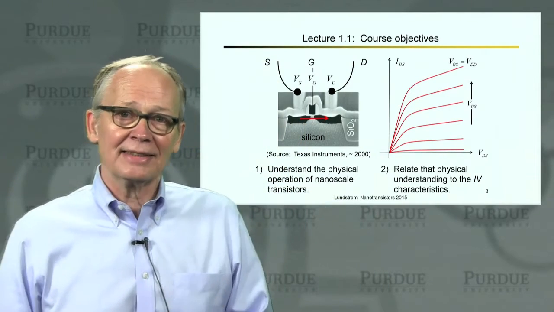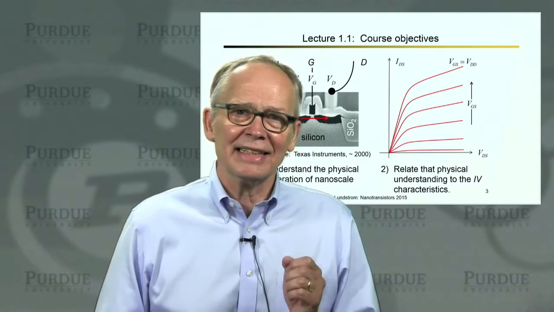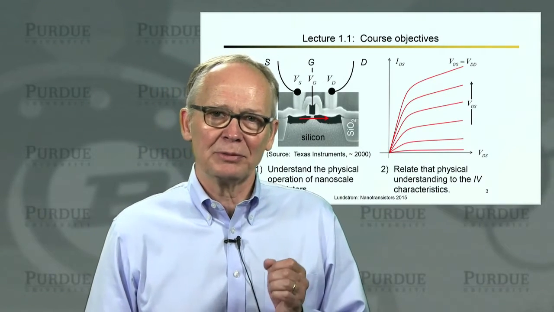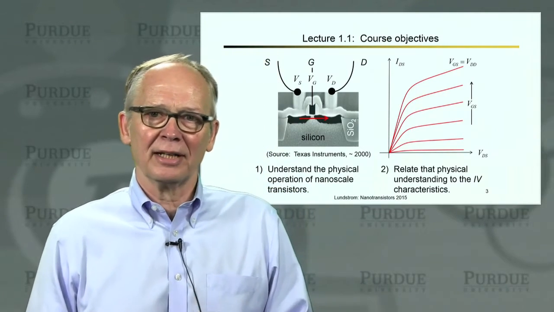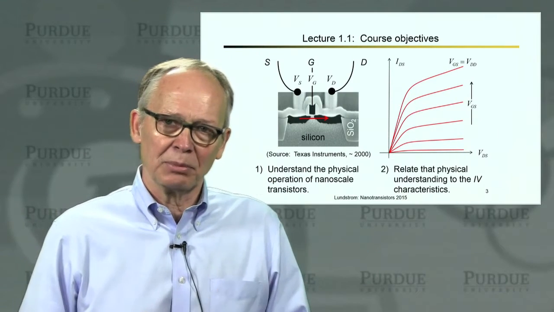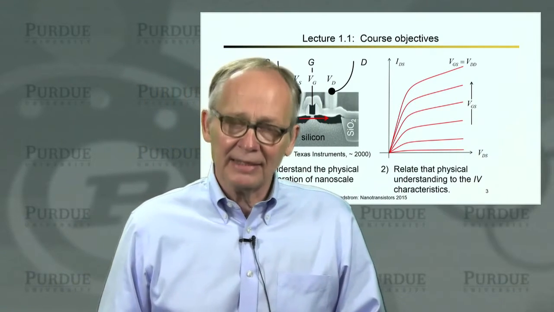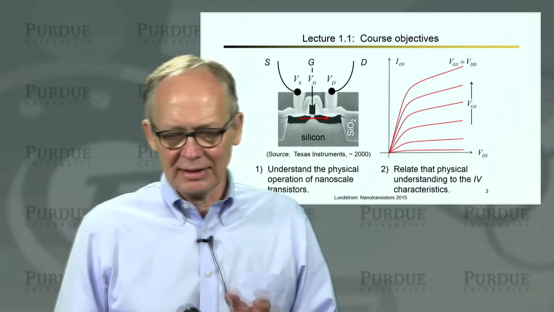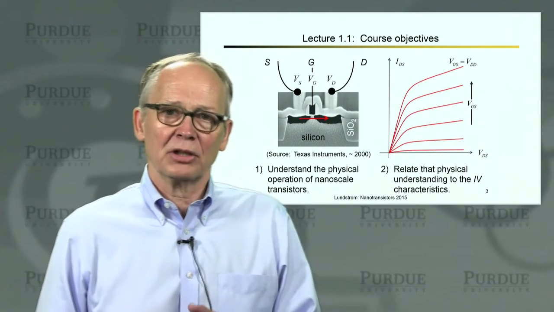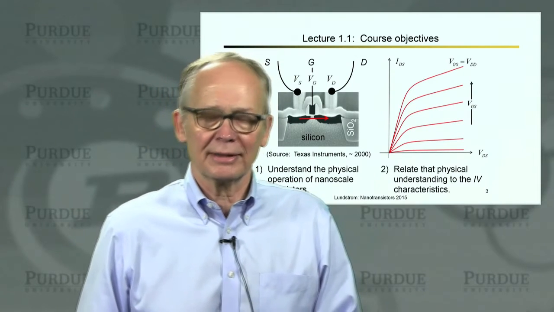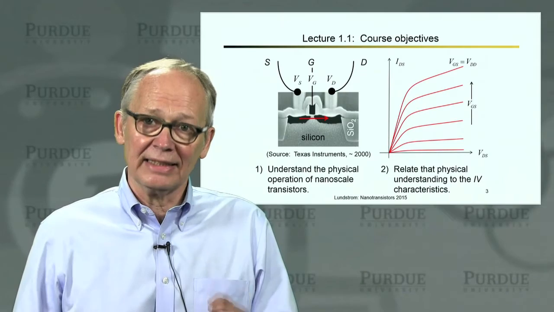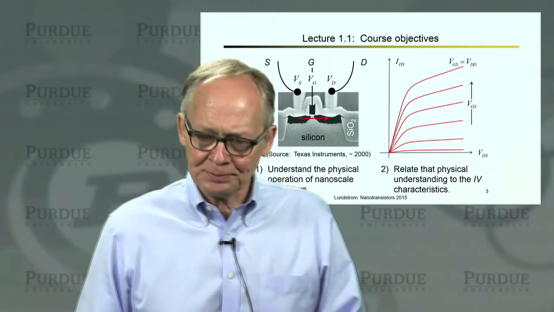The first thing is to understand physically what goes on inside a transistor, how the electrons and holes flow in response to the potentials that are set up with the voltages that we apply to the terminals. But then the second important objective is to relate what goes on inside these transistors to the current versus voltage characteristics of the transistors, the currents that we would measure on the leads that are connected to the outside world.